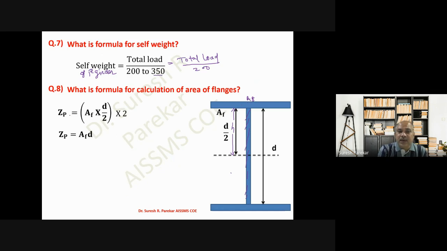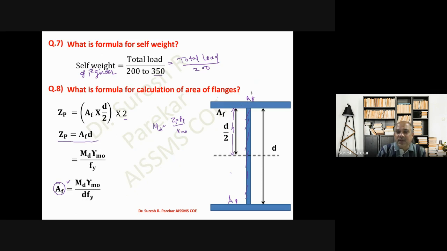Then we have ZP equal to AF into D. This 2 is there because we have the flange plate on both sides, and therefore we are considering this as twice. Then AF into D, then MD upon gamma MO upon FY. So we know the formula: MD is equal to ZP FY upon gamma MO. And that we have modified: ZP is equal to MD gamma MO upon FY. And ZP we have AF into D. So AF is MD gamma MO upon D into Fy. Using this formula, we are in a position to calculate this value.